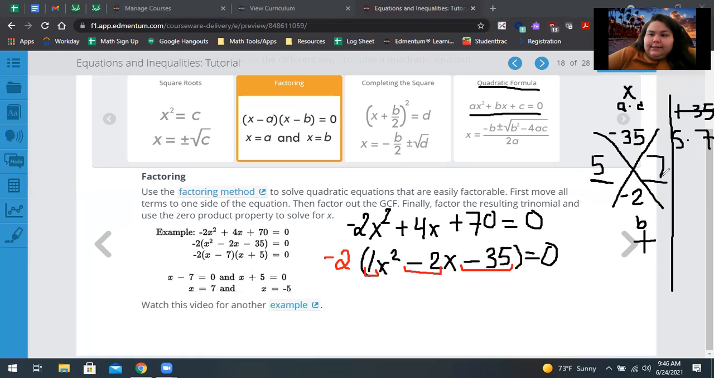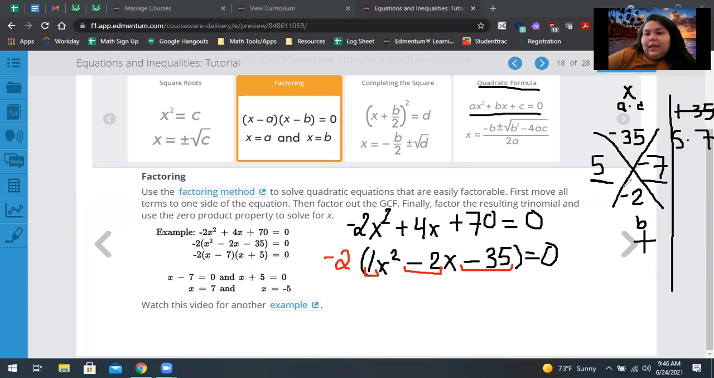So 5 and 7. Now 5 times 7 is 35, but I need -35. So one of them has to carry the negative. Let's just place it with 5. Keep in mind, either both values can carry the negative, or maybe only one value needs the negative. So I'm going to test it out. -5 times +7 is -35. -5 plus 7 is +2, not -2. So my negative didn't actually work there with the 5.